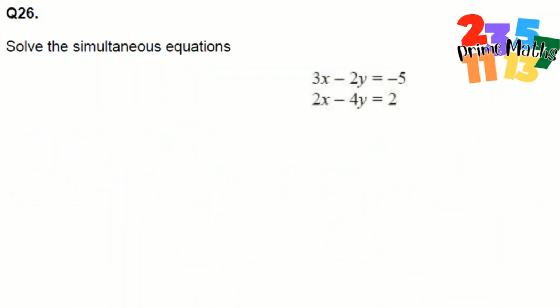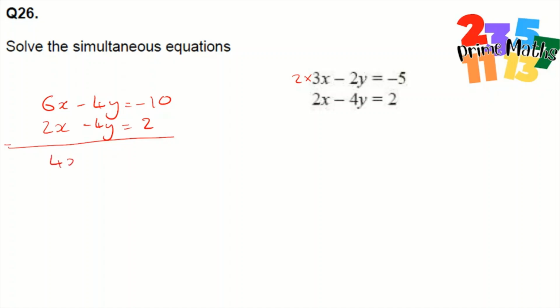Solving simultaneous equations, we need to make the coefficient of either x or y the same. I'm going to choose to double this equation to make the coefficients of y the same. So the first equation will now read 6x minus 4y is equal to minus 10. And the second equation will stay the same: 2x minus 4y is equal to 2. Because the minus 4y and minus 4y are the same, I'm going to subtract these equations, giving me 4x plus 0y is equal to minus 12, and x is equal to minus 3.